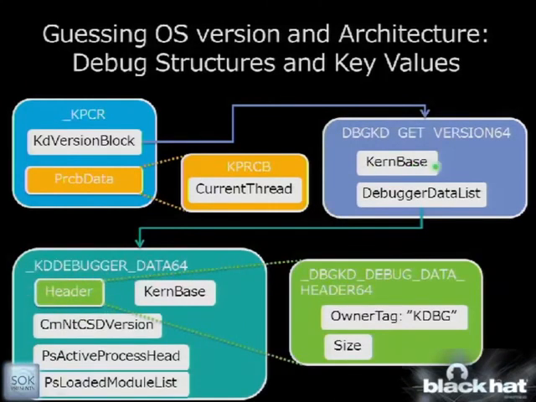KernBase is the base address of the Windows kernel. This member is the service pack version. PsActiveProcessHead and PsLoadedModuleList are used for accessing the process and kernel module lists. I will explain them later.